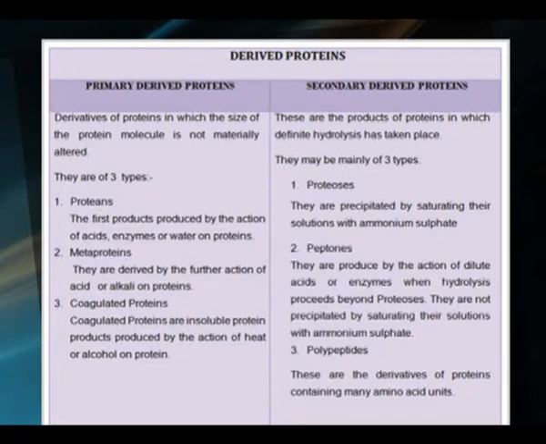Peptones. Peptones are soluble in water and are not coagulated by heat. They are produced by the action of dilute acids or enzymes when hydrolysis proceeds beyond the proteose stage. They are not precipitated by saturating their solutions with ammonium sulphate. Polypeptides, these are the derivatives of proteins containing many amino acid units.